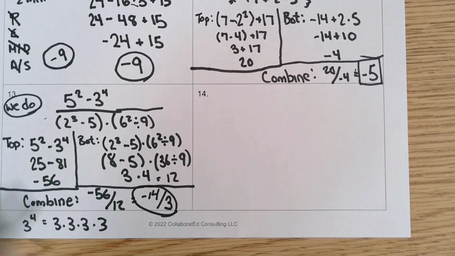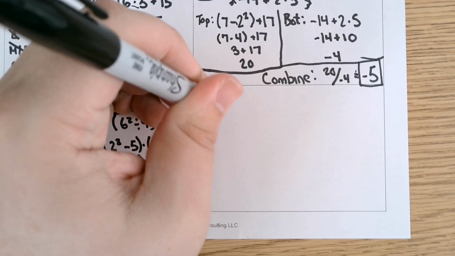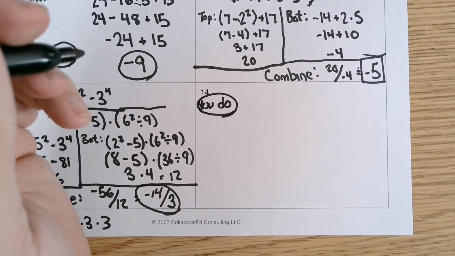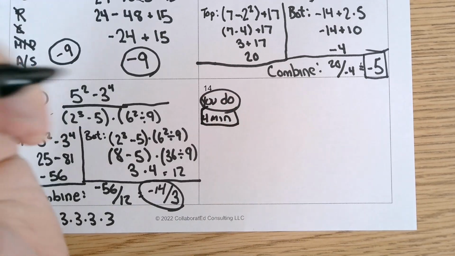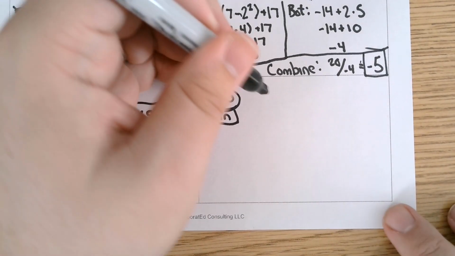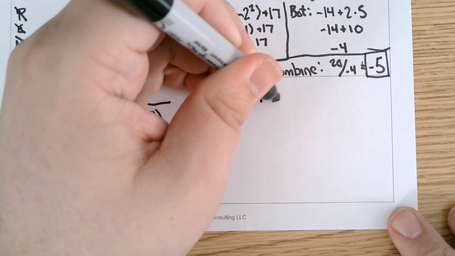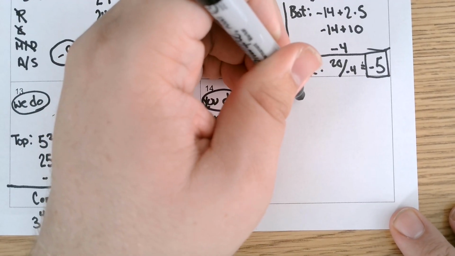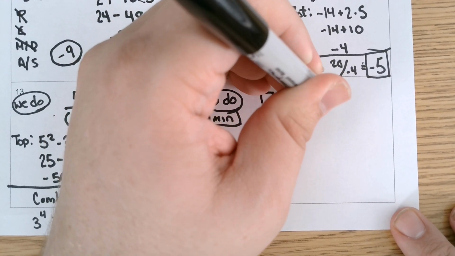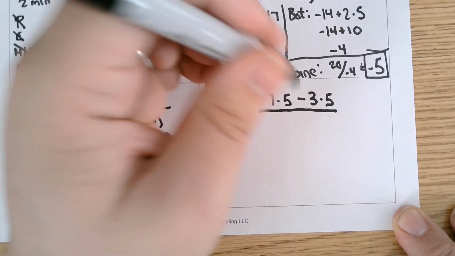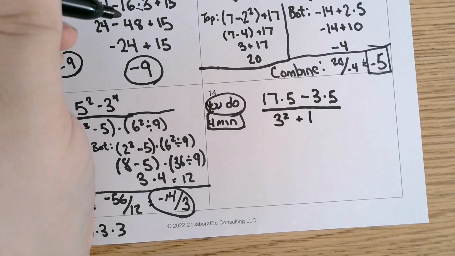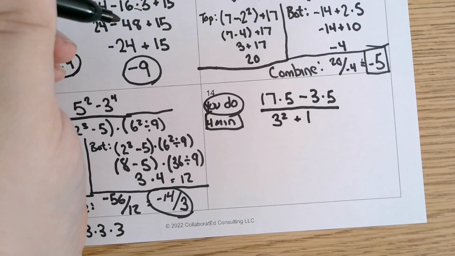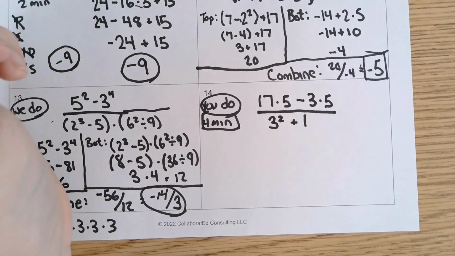All right, final question of this video. Like I said, it's been a long one, I know. You do. I gave 4 minutes for this question, so if you want to set a timer for yourself to try it in 4 minutes. It is 17 times 5 minus 3 times 5 over 3 to the second power plus 1. So at this point, you can set a timer for 4 minutes, pause the video, if you want to try it.